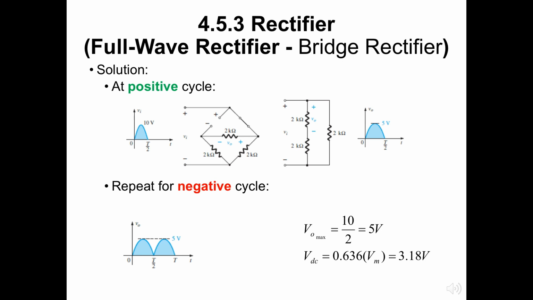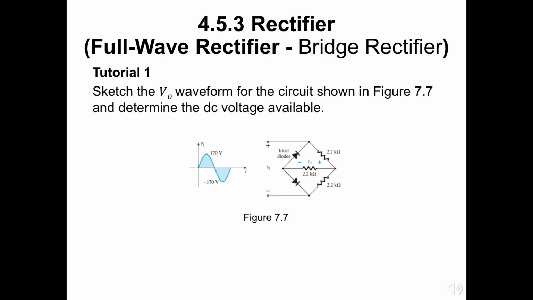For the negative part of the input, the roles of the diodes are interchanged, and VO appears as shown in the bottom figure. The effect of removing two diodes from the bridge configuration is therefore to reduce the available DC level to the following. VDC is 0.636 by 5 volts, equal to 3.18 volts. For tutorial question 1, sketch the VO waveform for the circuit shown in Figure 7.7 and determine the DC voltage available.